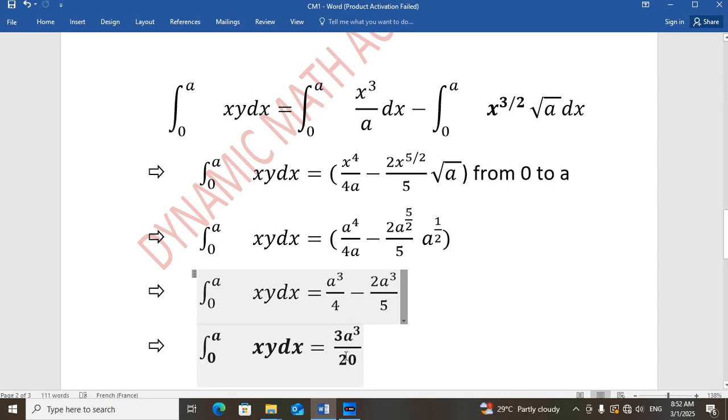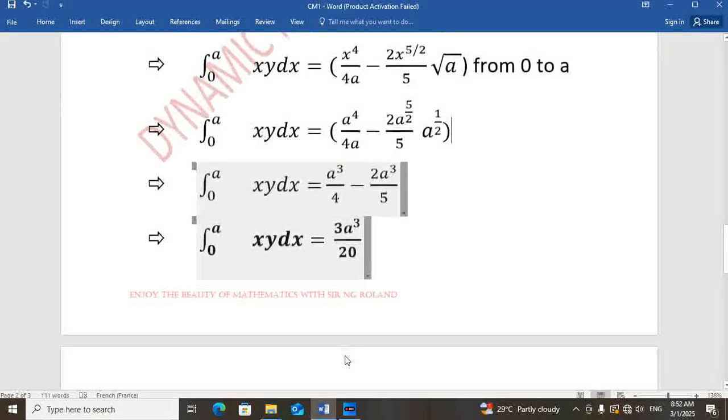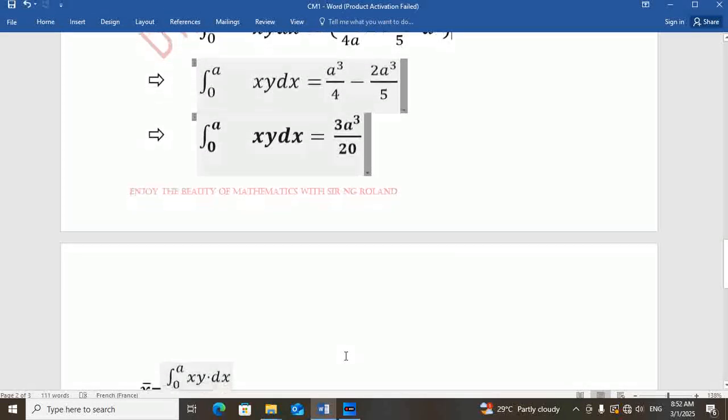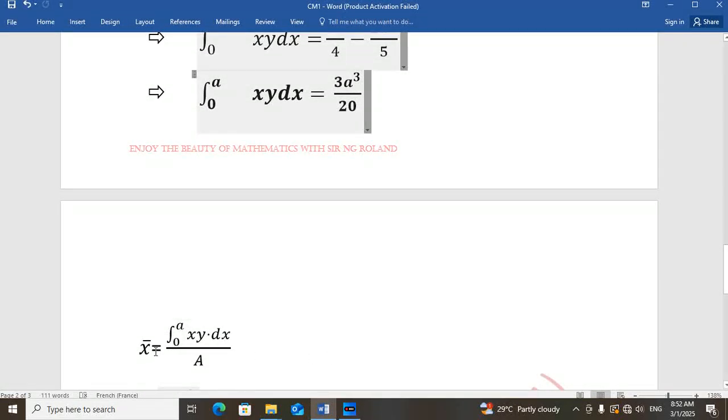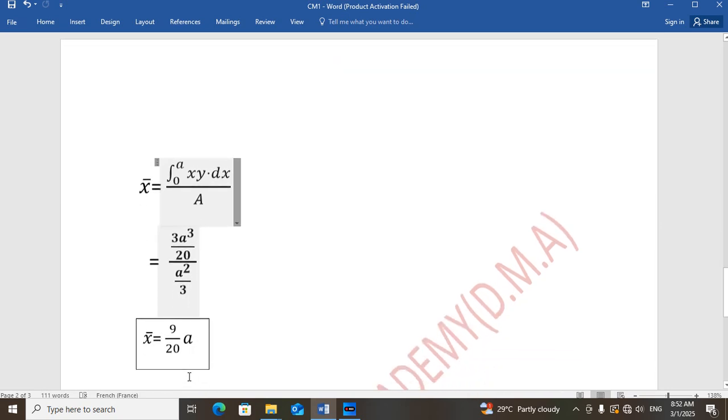Now we have the integral from 0 to a of xy dx, and we equally have the area. So we can just substitute everything in our formula to get x bar. X bar is simply the integral from 0 to a of xy dx divided by the area. So if you substitute everything there, we're going to have 3a cubed on 20 divided by 2a squared on 3. And finally, your answer comes out to be 9 on 20 a, as required.